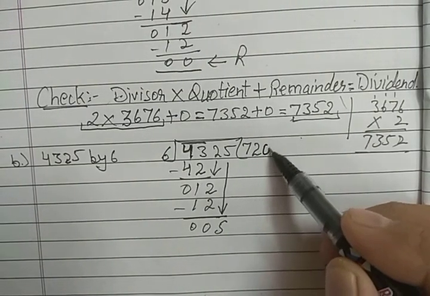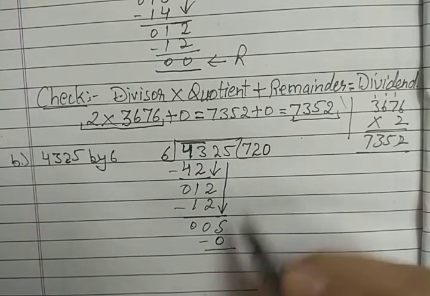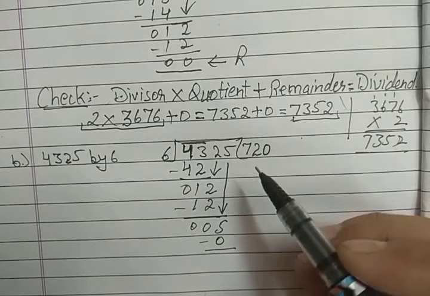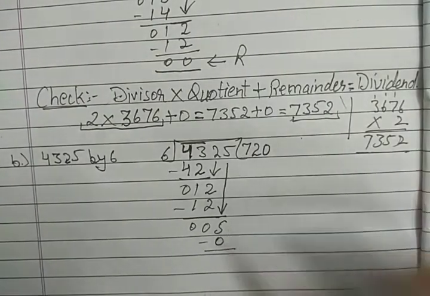In such type of cases, we will do like this. 6 zeros are 0. That means this step is very important. Most of the students leave this question here only.